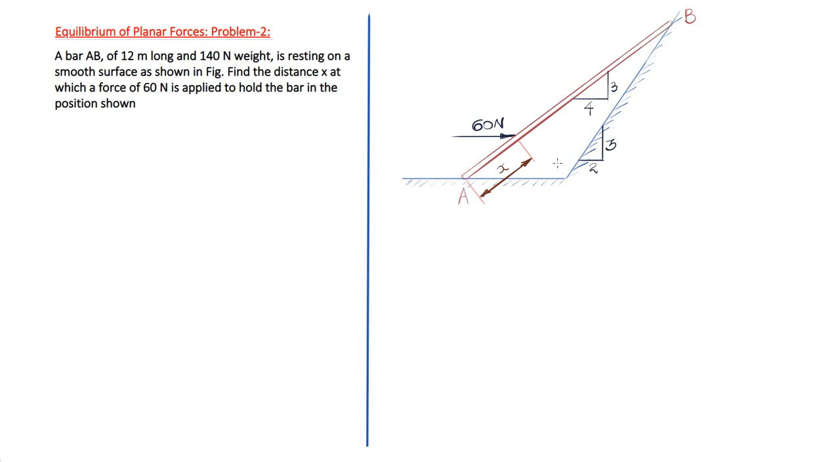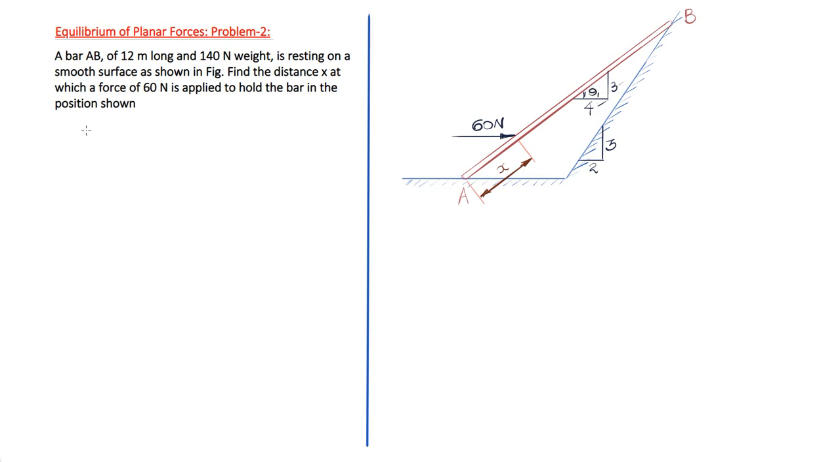For this, we need to calculate how much angle the inclined surface is making with the horizontal. Similarly, how much angle the bar AB is making with the horizontal. So let's find that out before we proceed to the free body diagram. Here the slope triangle, vertical is 3 and horizontal is 4. Let's call this angle theta 1.